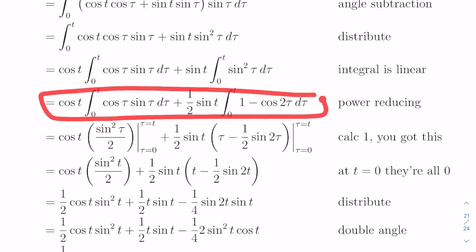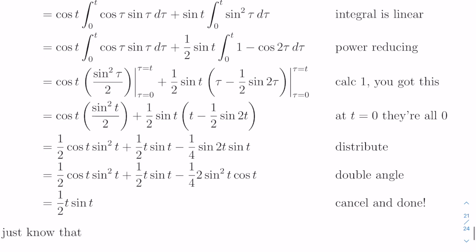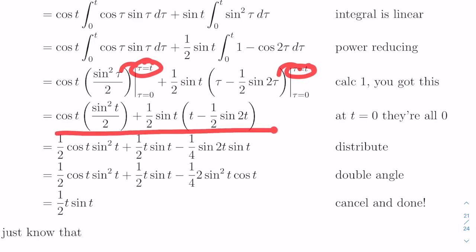Once we get to here, we are just in the land of Calc 1, and it's no big deal to get down to here. Okay, now this is just the integral of 1 is tau. The integral of cos 2 tau is 1/2 sine 2 tau. At this stage, plugging in 0, sine of 0 is 0, and when tau is 0, it's 0. So at 0, everything goes away, and I'm left with only tau is t left. So put in t there, put in t there, I'm left with this expression.